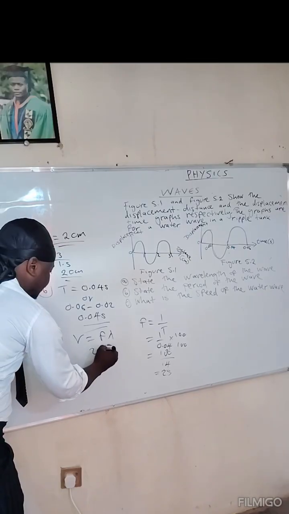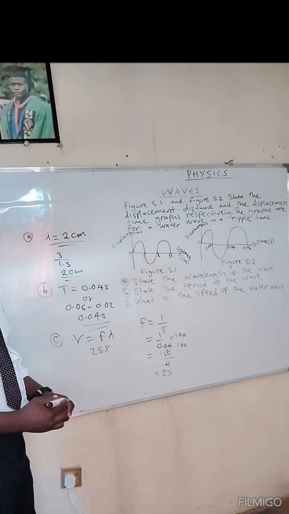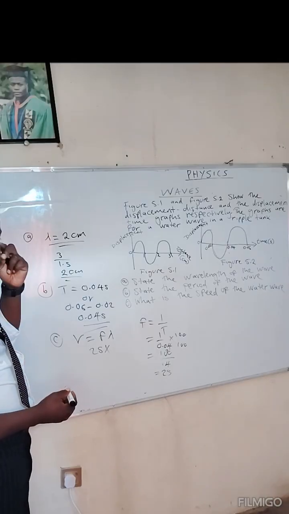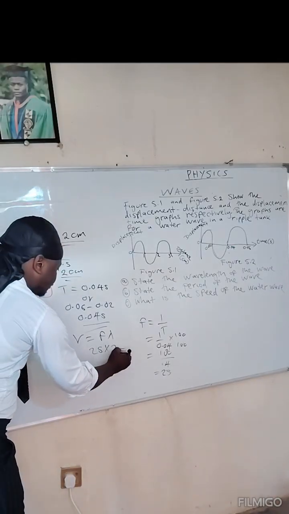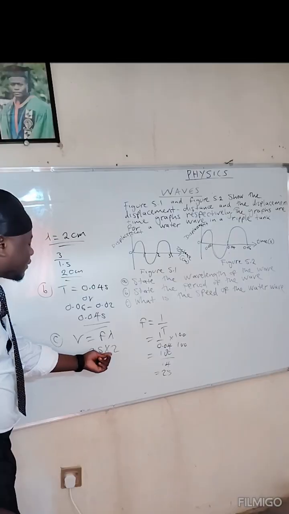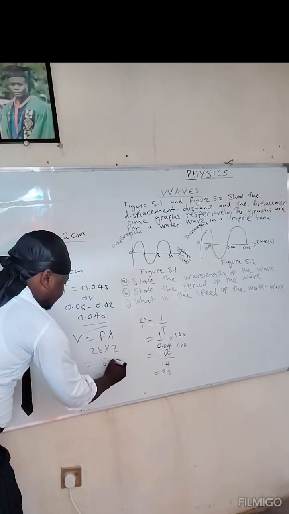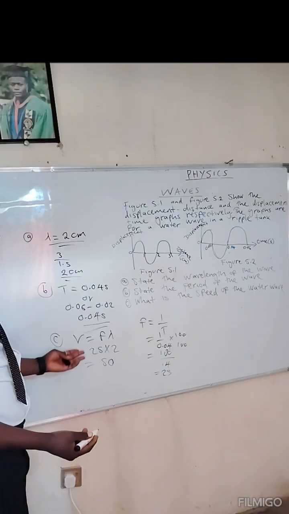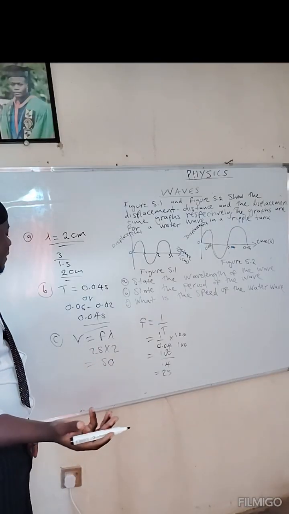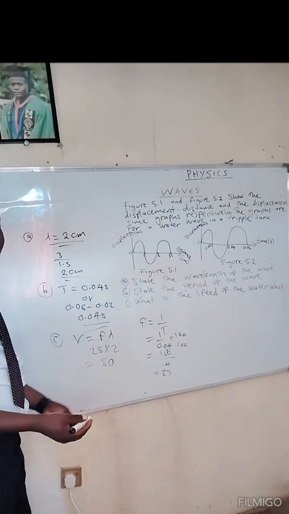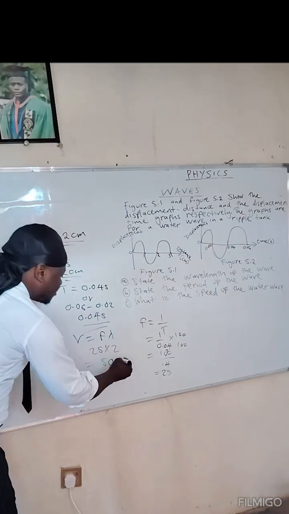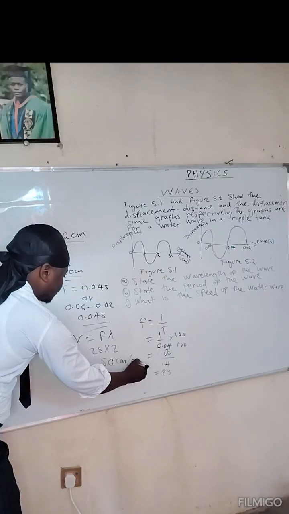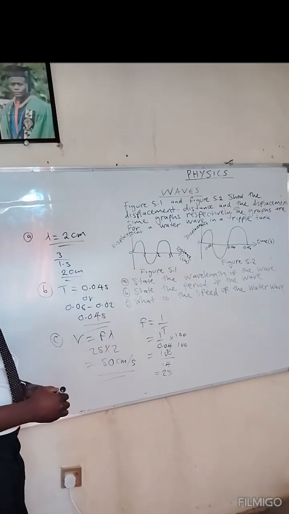So where is this here? You put 25 times the lambda. Lambda now is wavelength. We calculated wavelength as 2. So here now you say 25 times 2, you have 50. Now be careful with the units. Since it's speed, normally it's supposed to be meter per second. So now since here our wavelength was in centimeters, you won't say meter, but you say centimeter per second now. So this is your answer here.